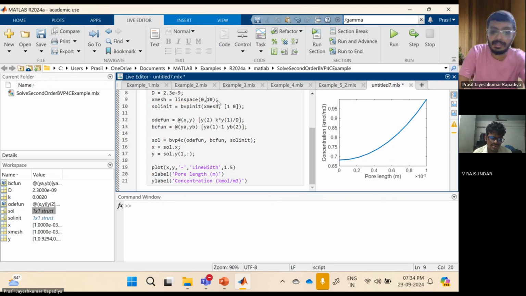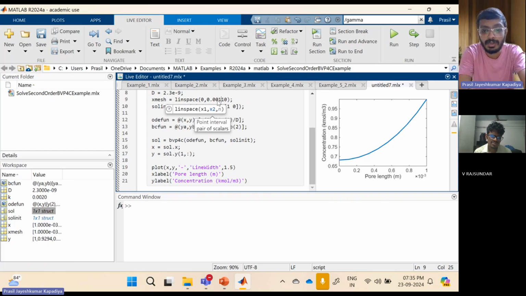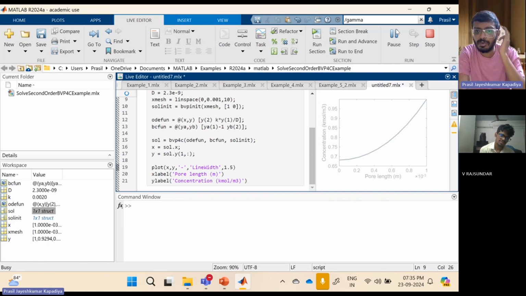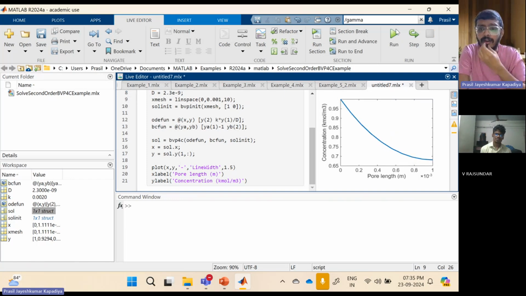Yeah. At x is equal to 0 it's defined, and at x is equal to 1 mm it's defined now. So it's correct. Okay. I guess it's not going to affect anything. Yeah, this is how a solution will look.